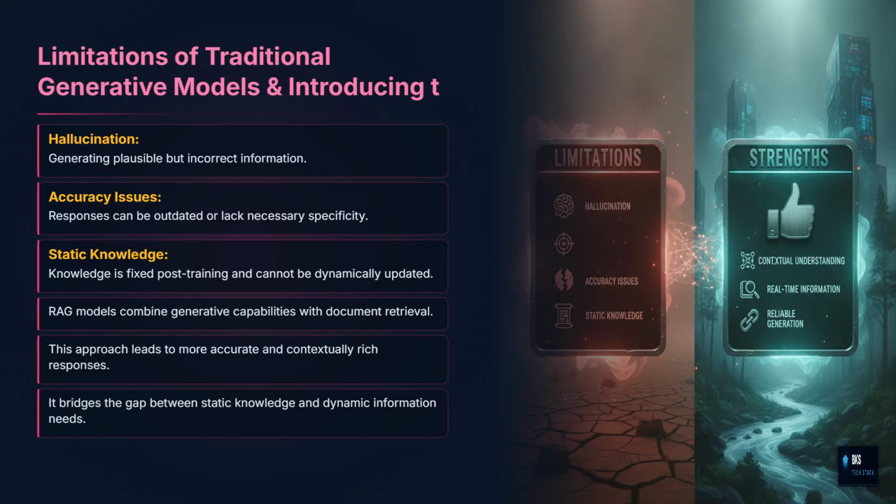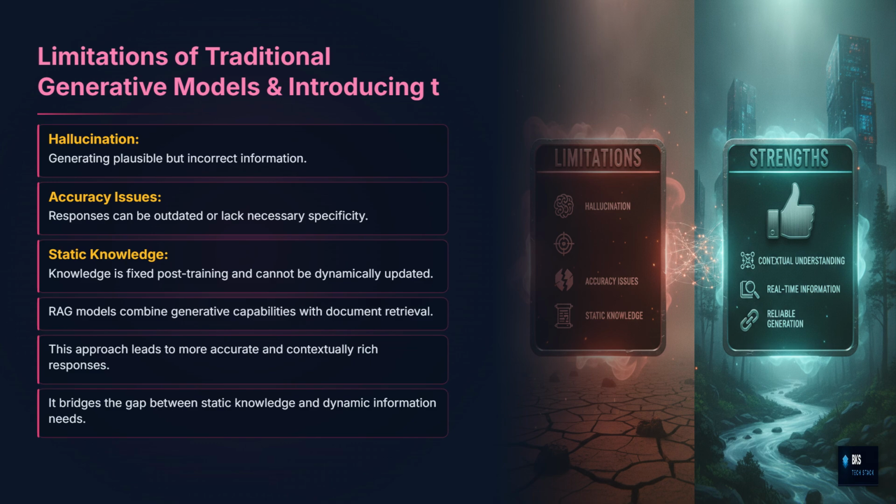These limitations can manifest in several ways. We often see hallucinations, where the model confidently provides incorrect information. Accuracy can also be a problem. Responses might be based on old data or miss crucial details. And as mentioned, the knowledge is static. It doesn't learn or update in real time.